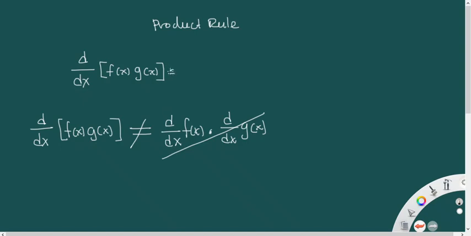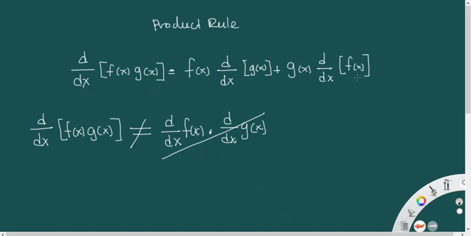Okay, that's the reason why I'm going to write here the product rule, and now this is equal to the first term times the derivative of the second, in this case the derivative of g of x, plus the second function times the derivative of the first function.